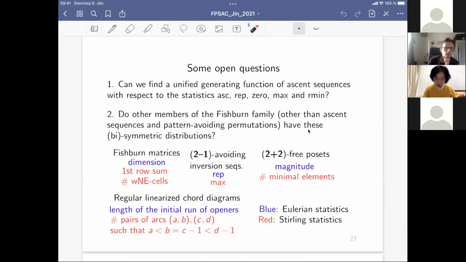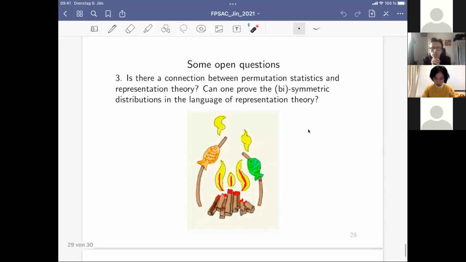It's not elegant. I would like to know if there's a unified one that can reduce to the already known one by the generating function of 4 variables. And the second question is, do other members of the fishbone family also enjoy these symmetric or bisymmetric distributions? For instance, for fishbone matrices, can one find a statistic that is symmetric with the dimension?